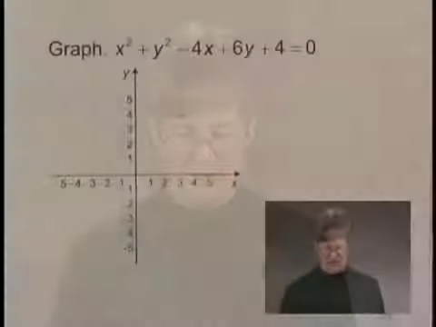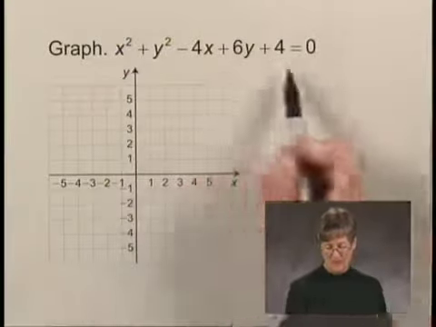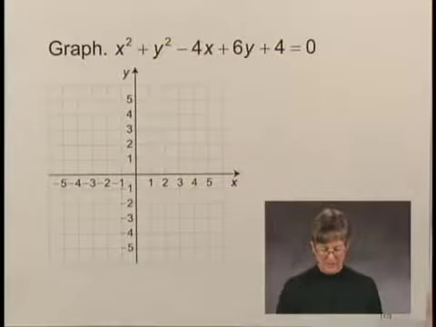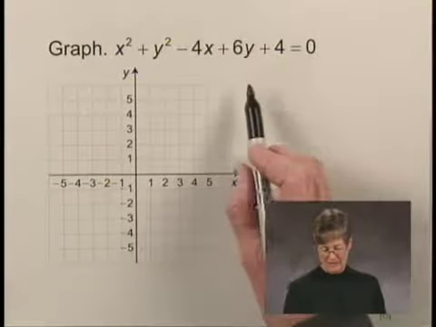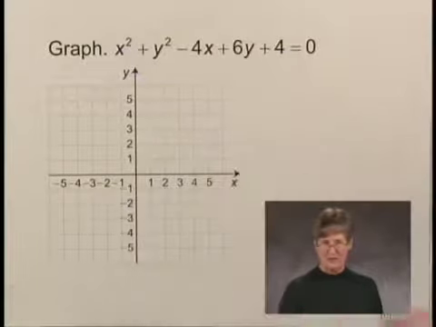We'll sketch a graph in this exercise. The equation that we'll be graphing is x squared plus y squared minus 4x plus 6y plus 4 equals 0. Now, we can tell by looking at this that this is the equation of a circle, so our graph is going to be a circle.